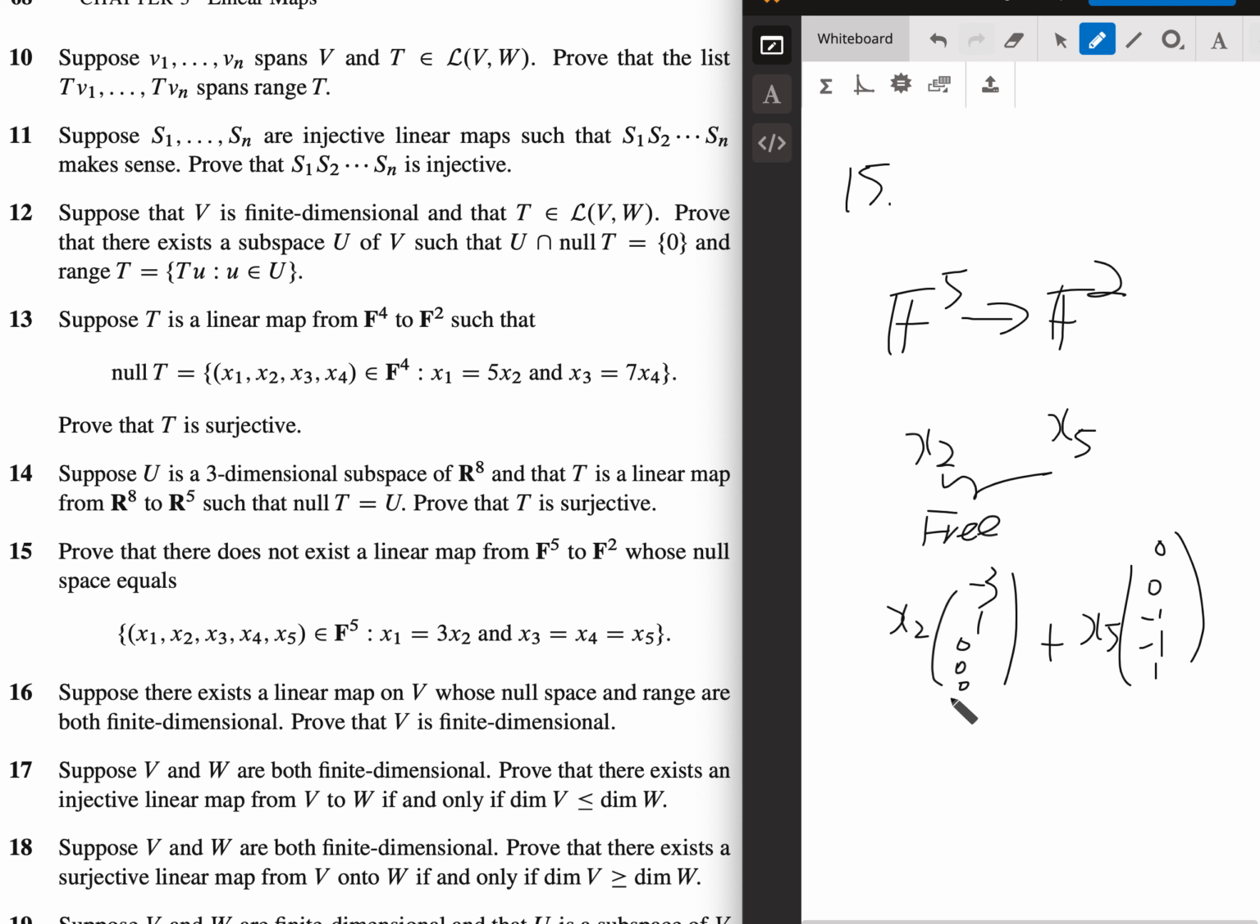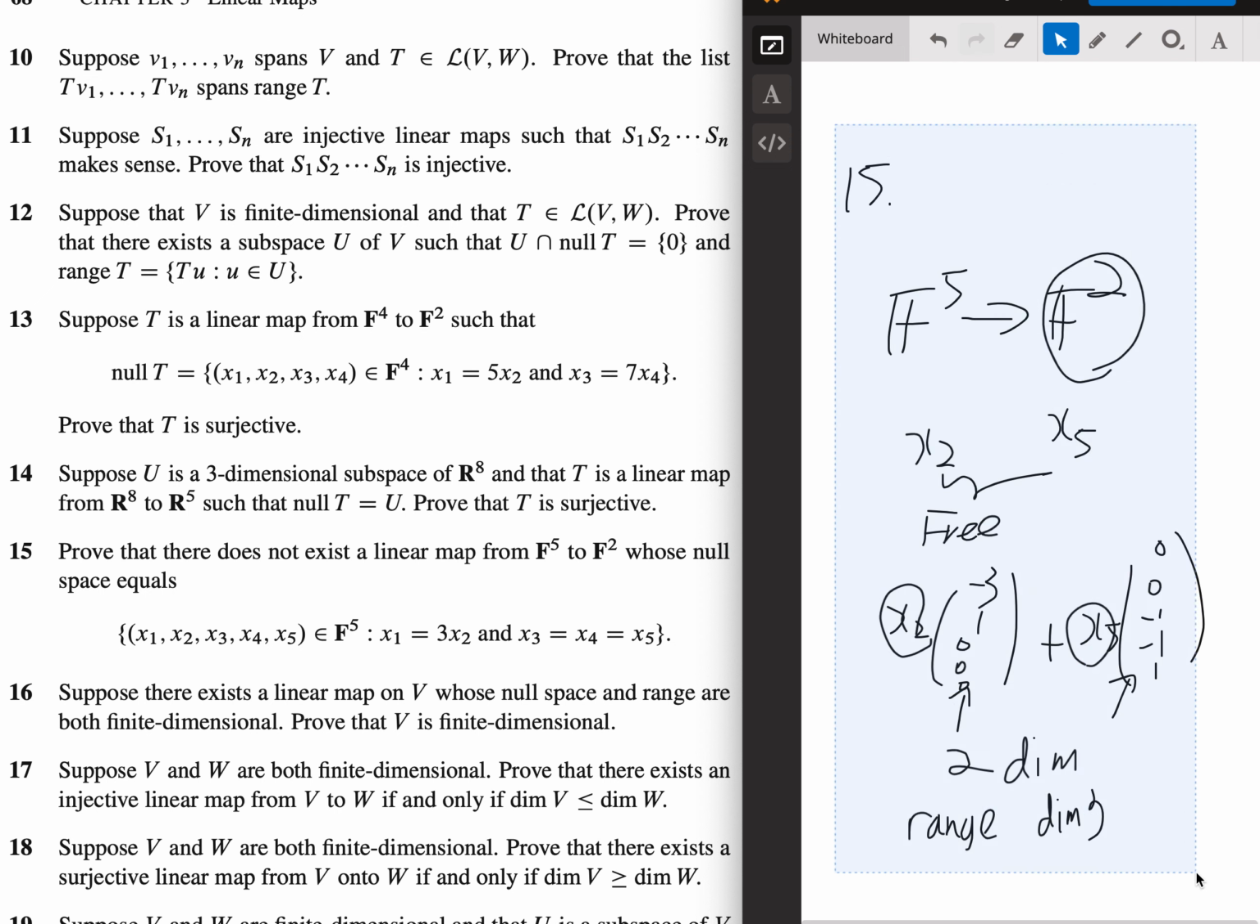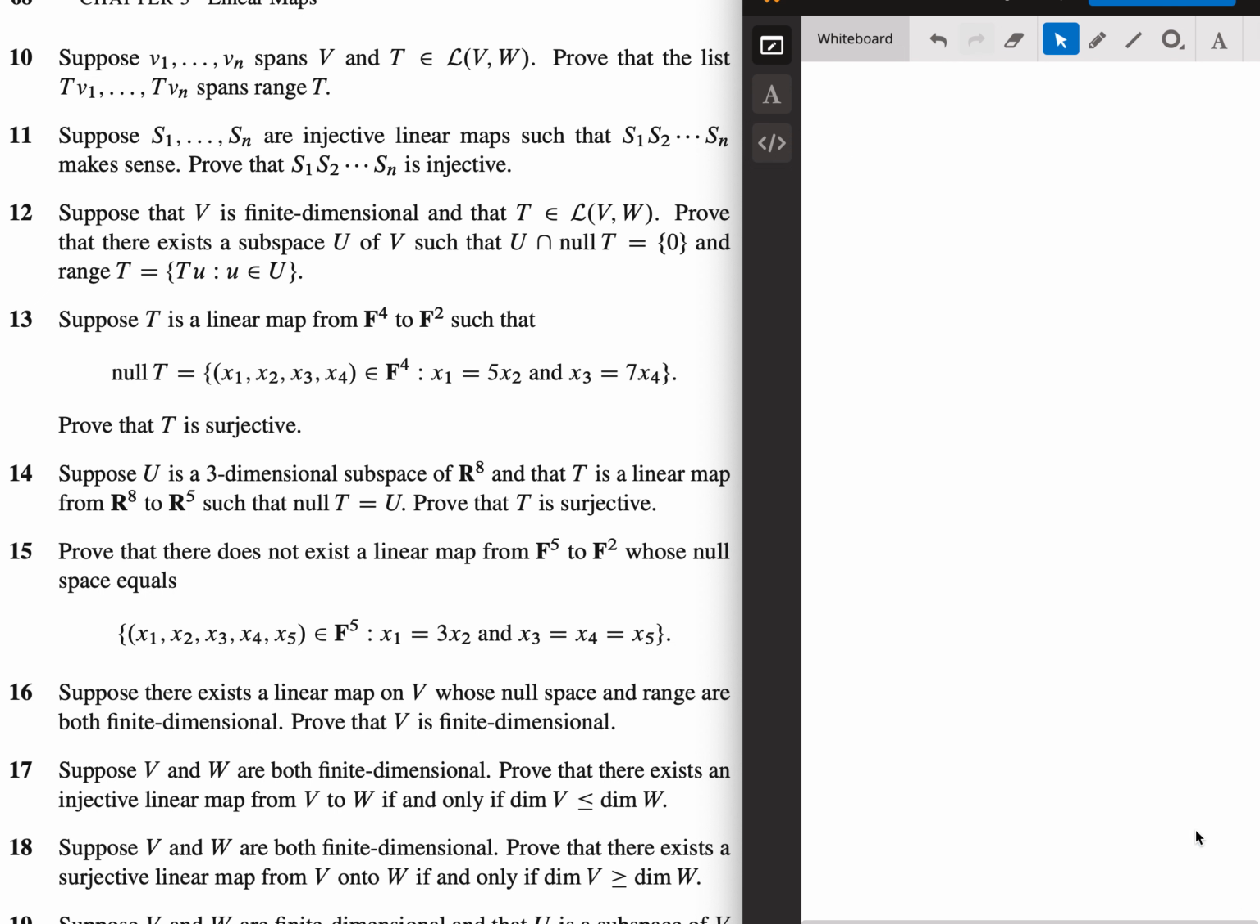So the null space is spanned by these two vectors here, because x2 and x5 are free to move around as scalars. The null space is spanned by these two vectors and therefore has dimension 2, which means that the range has dimension 3, which is not possible because it's supposed to map to F2. So something of dimension 3 is supposed to be contained in something of dimension 2, which is not possible.